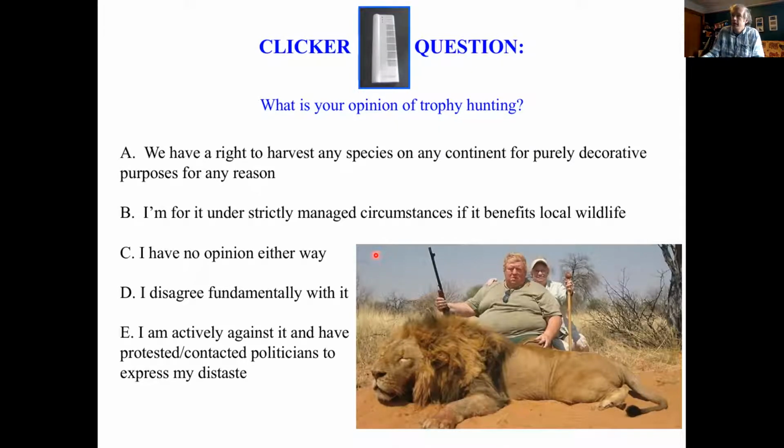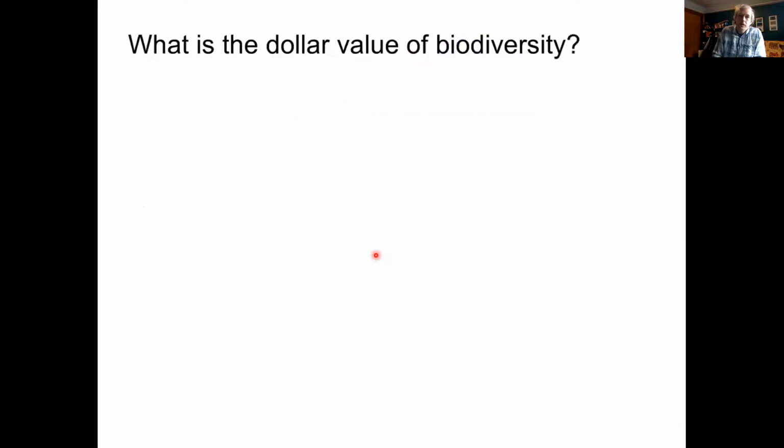Okay, but let's talk about it a little bit. First of all, we're talking about what is the dollar value of biodiversity. And this is one of the stories that really reinforced my personal opinion that it should be E, that I'm utterly against it, and I was actually involved in protesting against it.